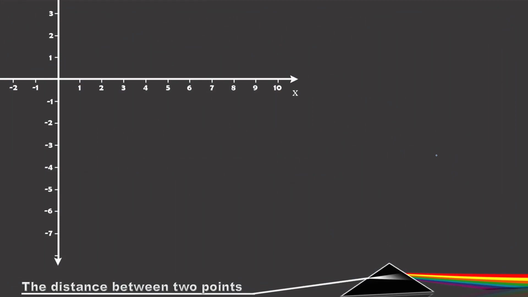Now, when we're given any 2 points on the x-axis, it's very easy to see the distance between the points because we can just go 1, 2, 3, 4, 5. So there's 5 units between the 2 points. So you can manually or just look at it and count the units between them.